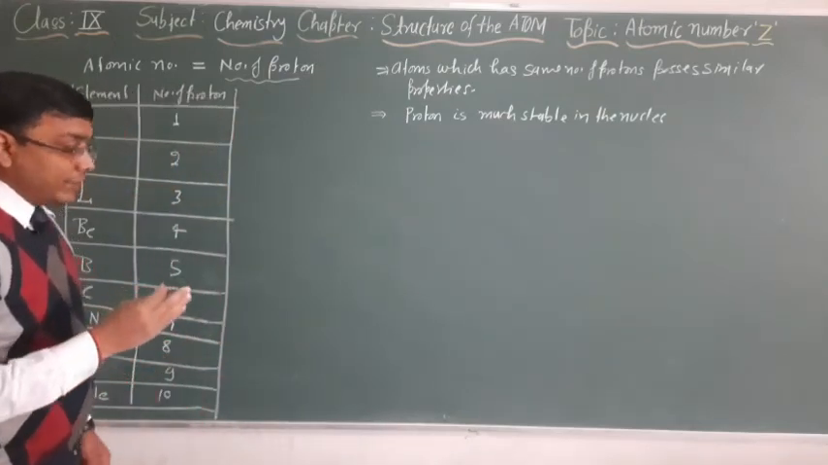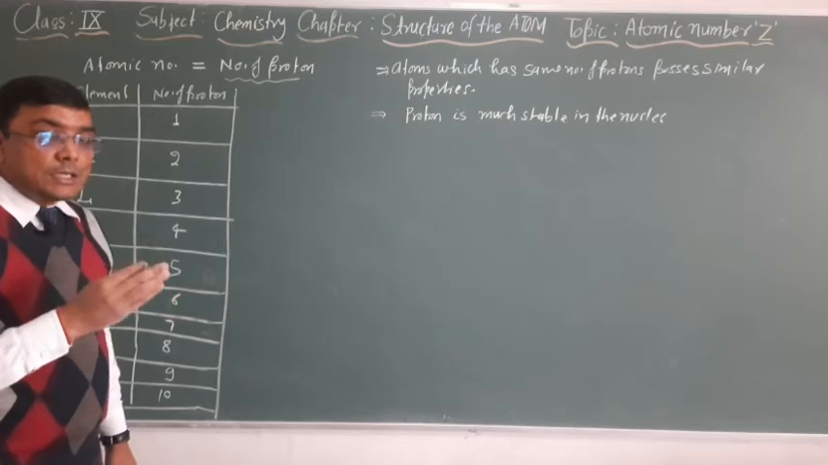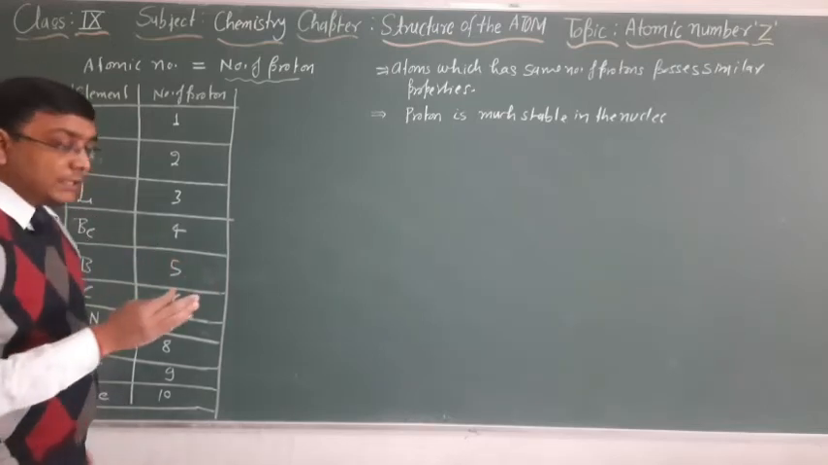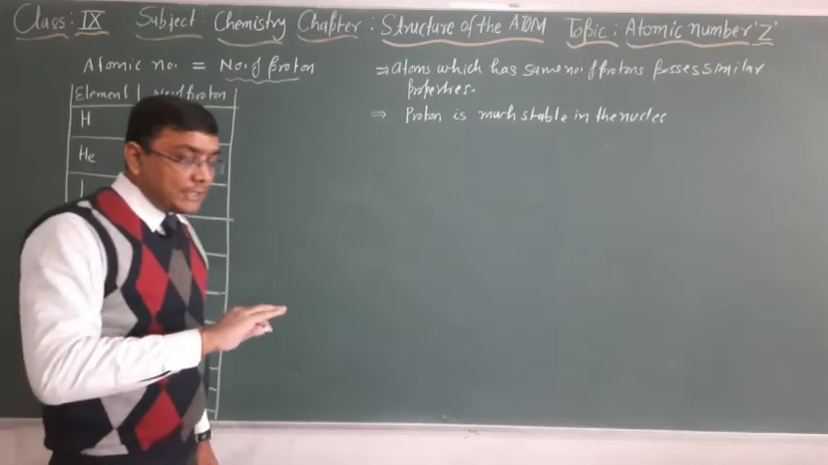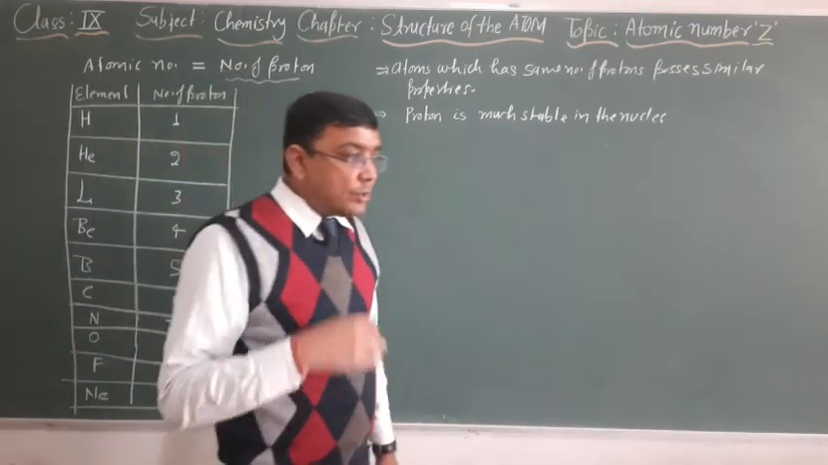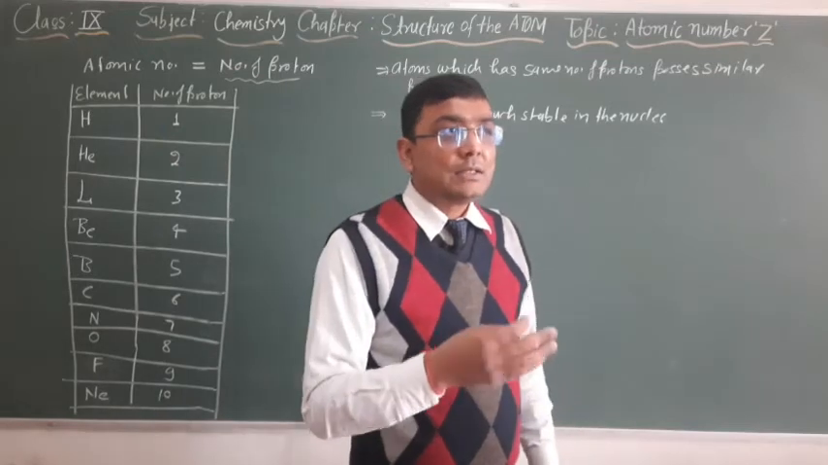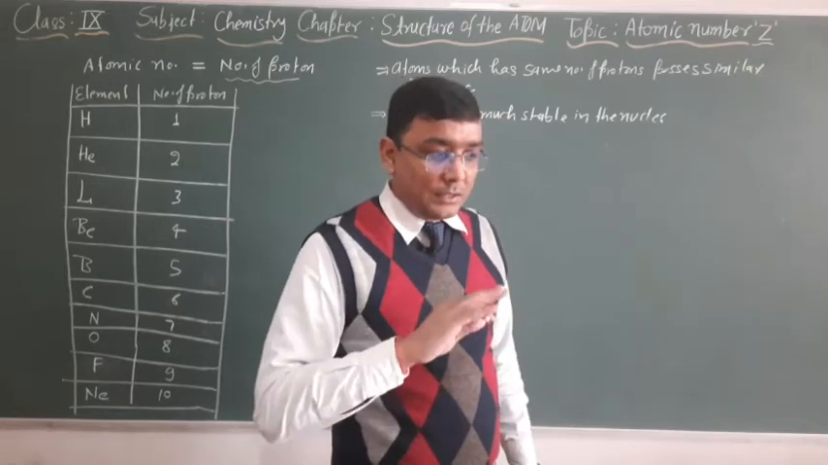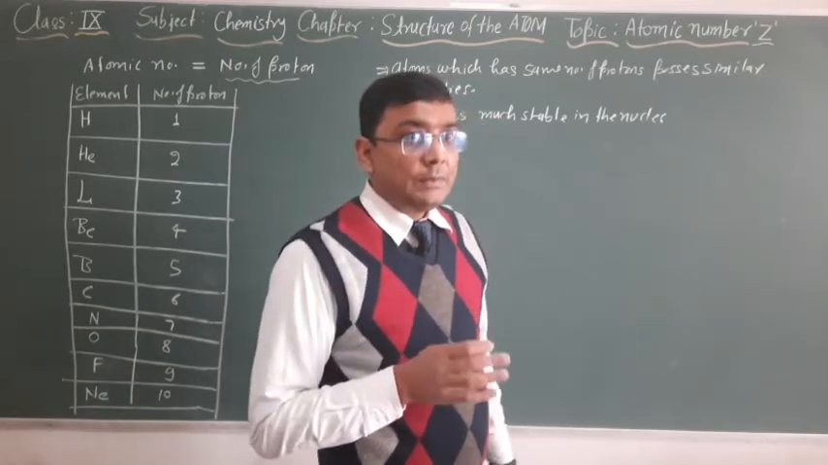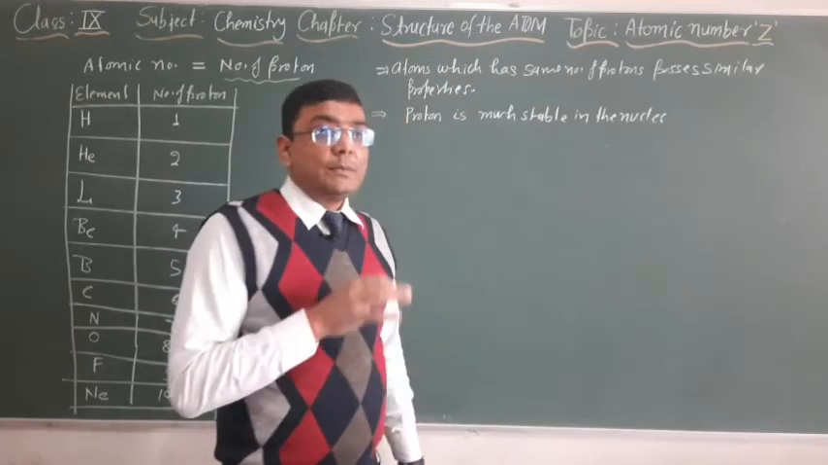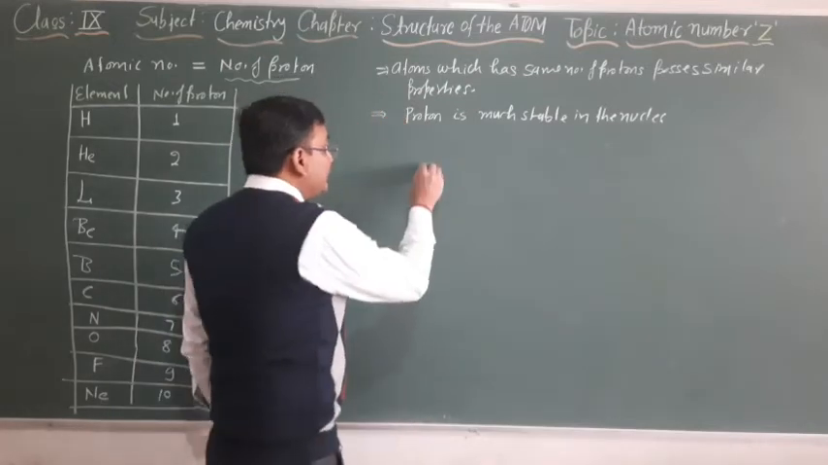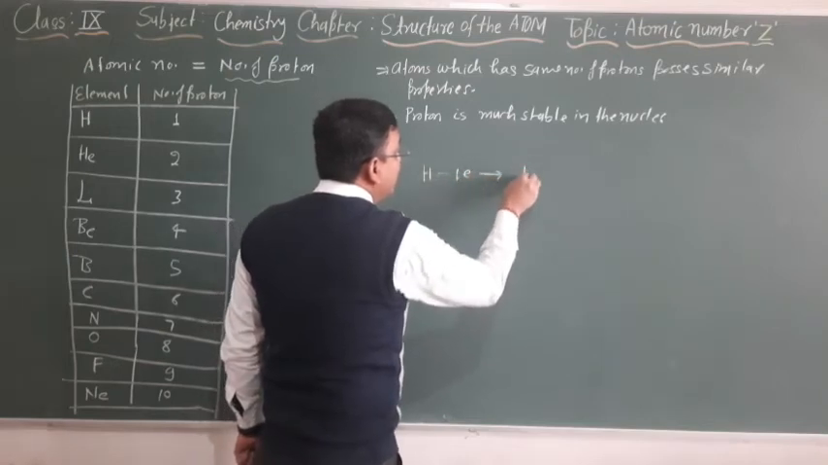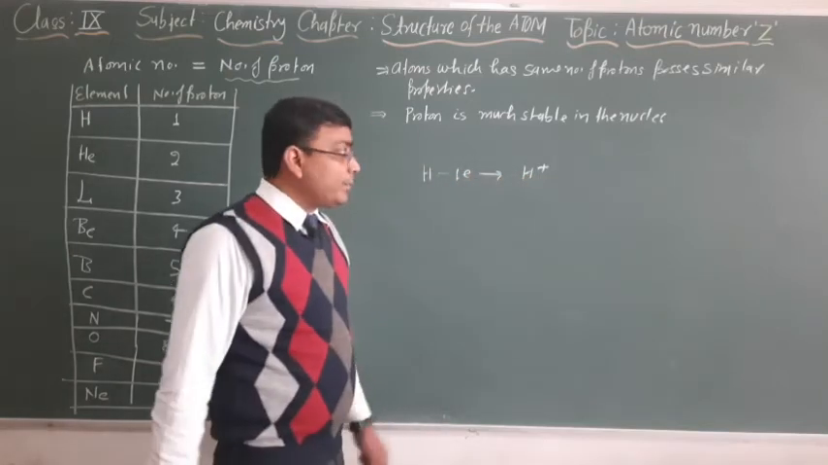So the number of neutrons may change in the nucleus, and the number of electrons may change in the extranuclear parts, because electrons take part in chemical reactions. When electrons take part in a chemical reaction, atoms lose, gain, or share electrons. So the number of electrons is variable, not stable in a particular atom. For example, hydrogen has 1 electron. When it loses it, it gets converted into H+.